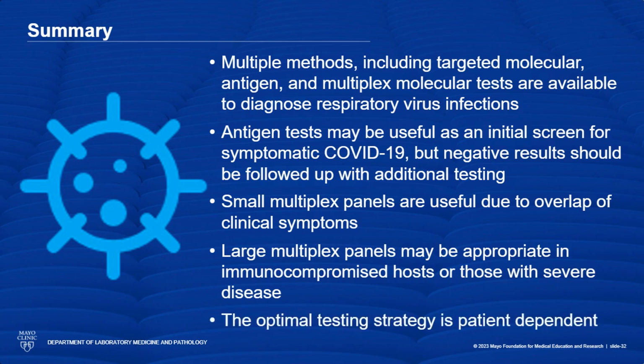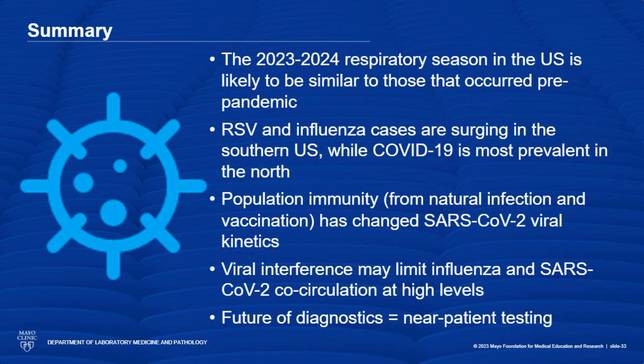And as I pointed out early in the presentation, the best strategy is highly patient-dependent. This respiratory season is very likely to be similar to those that occurred pre-pandemic. We're already starting to see flu and RSV surging in the southern parts of the US, and that is beginning to migrate north.